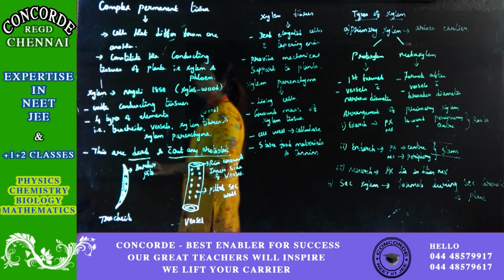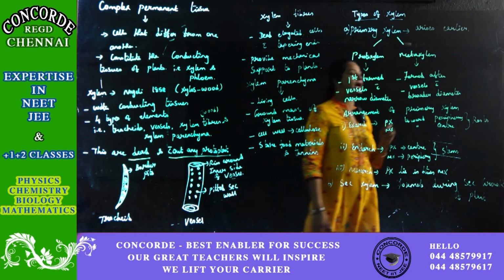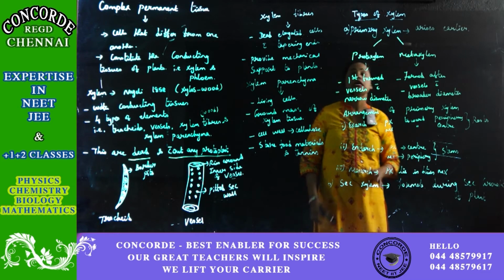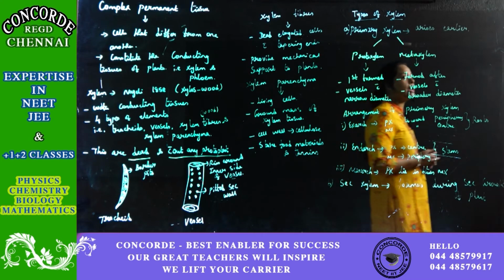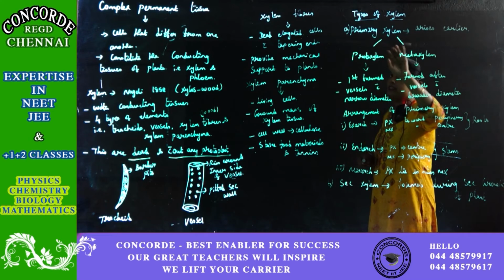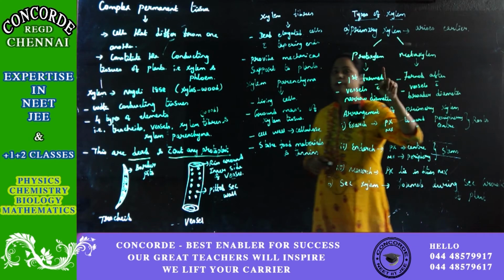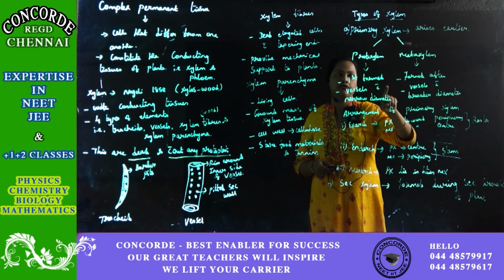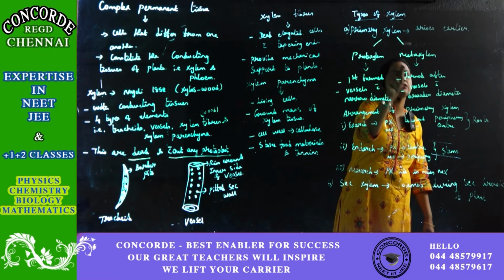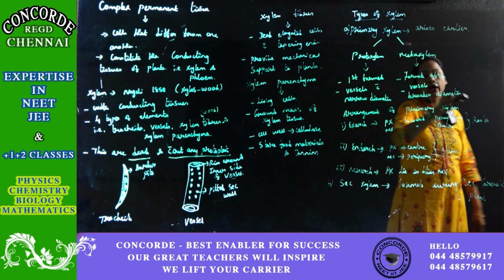Next, we move on to types of xylem. There are two types of xylem, primary xylem and secondary xylem. Primary xylem is significantly important because it is the one which arises earlier in the plant body. It has two parts: protoxylem and metaxylem. Protoxylem is formed first, the first type of vessel, with narrow diameter. Metaxylem is formed after the protoxylem, with broader diameter.